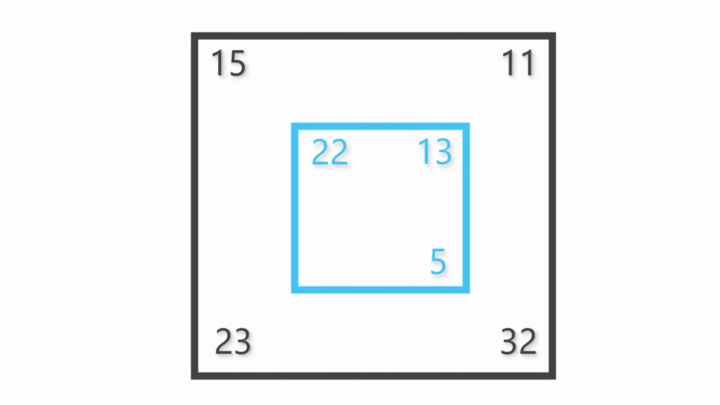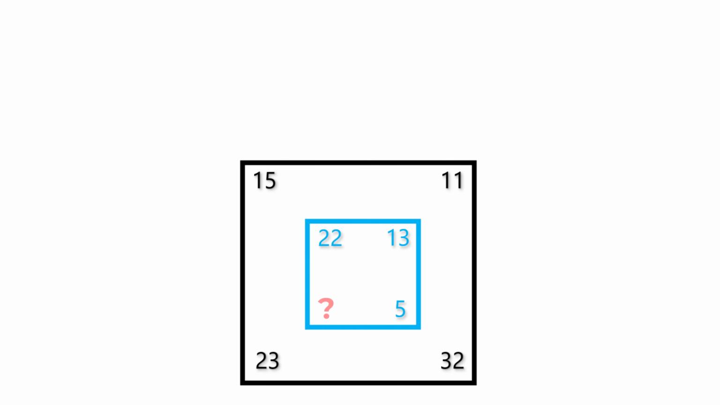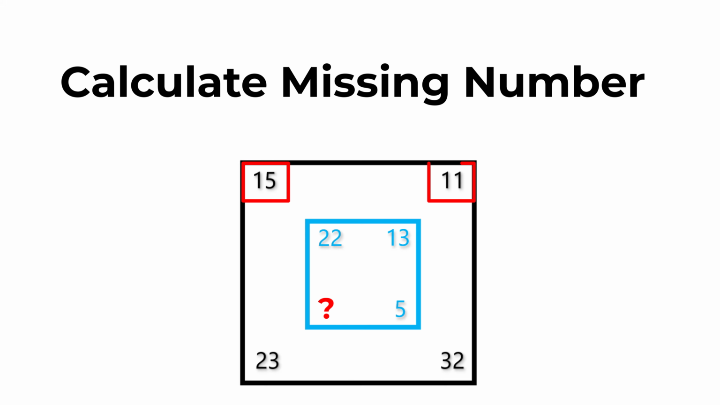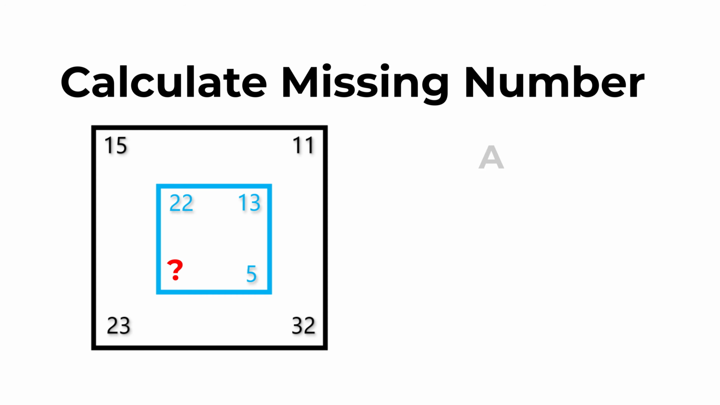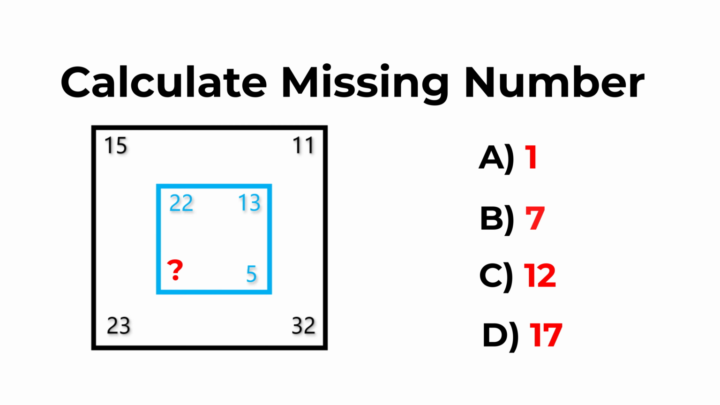You're presented with 2 squares. Smaller square is inside the larger square. Both squares have numbers in the corners. The larger square has numbers 15, 11, 32, and 23. The smaller square has numbers 22, 13, 5, and one number is missing. And this is the number you need to calculate. You have 4 different choices. Choice A, 1, choice B, 7, choice C, 12, and choice D, 17.